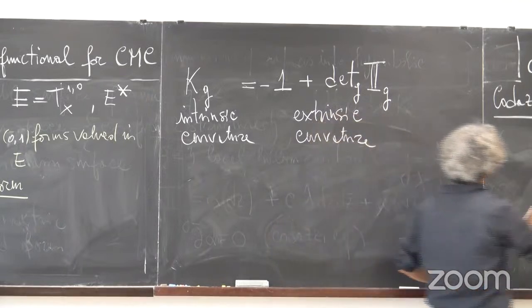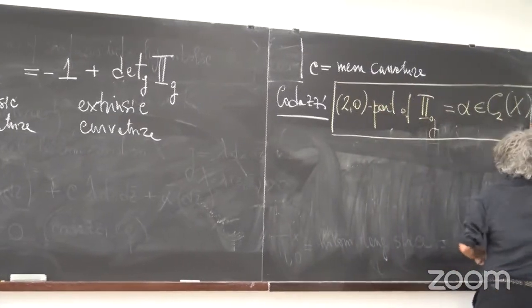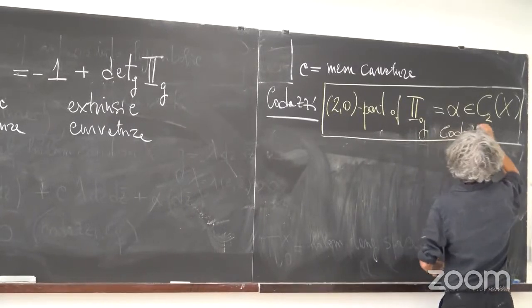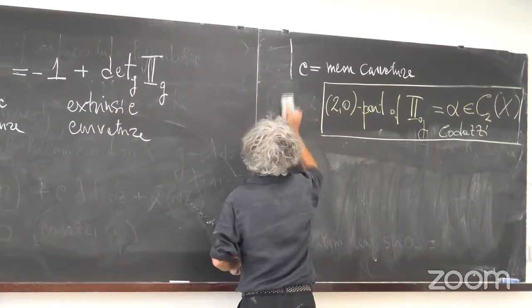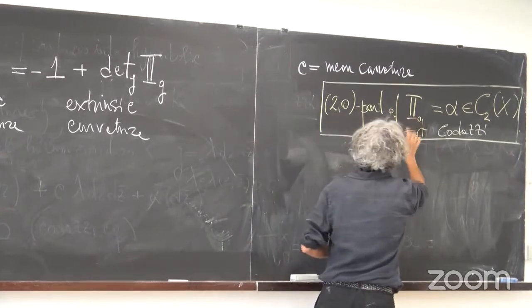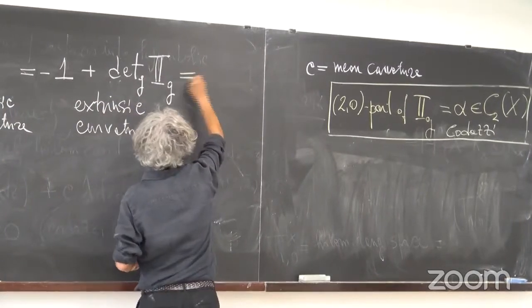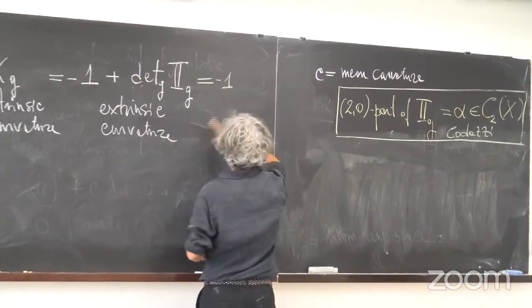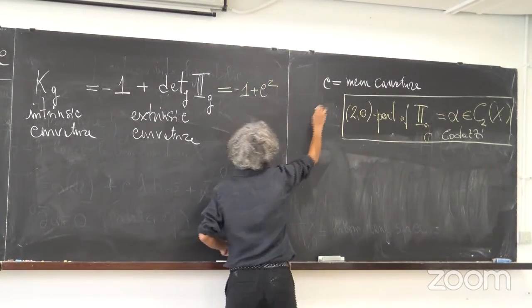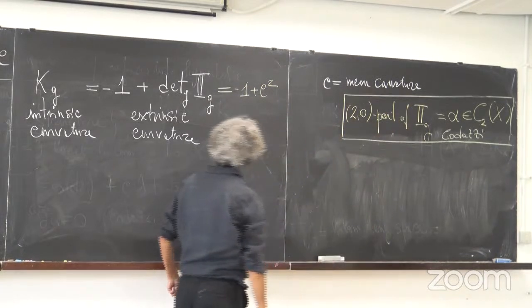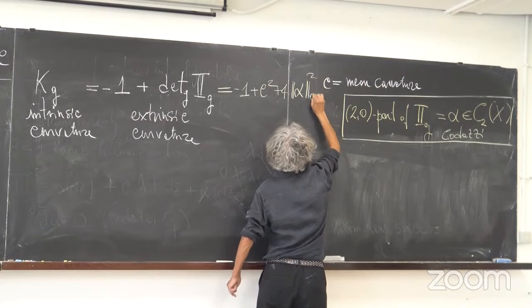Okay, so now if we account for what we know, that the (2,0) part of my second fundamental form, according to Codazzi, has to be a holomorphic quadratic differential, then actually we can compute the determinant. I have already observed for you that the (2,0) part of the second fundamental form identifies completely the second fundamental form. And in fact, what we find, by a well-known computation, is that once you know this information, then this is equal to minus 1 plus c squared. I remind you that c is the mean curvature of the constant mean curvature immersion. And then here is plus 4 the norm of alpha squared with respect to g.